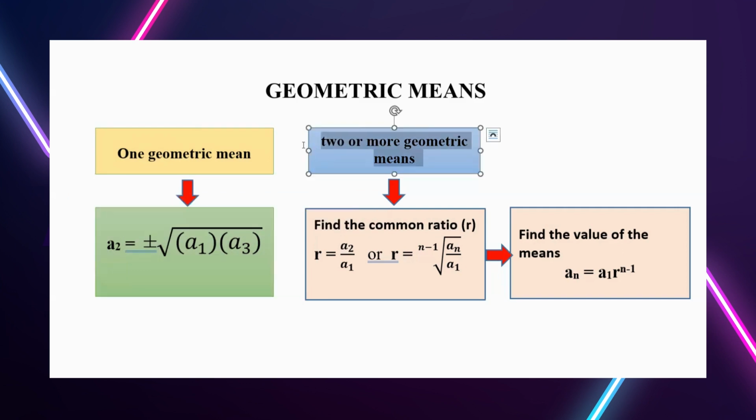And the second process is if two or more geometric means ang hinahanap, ang una nating gagawin ay we have to find the common ratio of the geometric sequence using the two formula na aking ipinaliwanag sa mga nakaraang video. Isusunod naman natin doon, kapag nakuha natin na ang value ng common ratio, we have to find the value of the means using the formula a sub n is equal to a sub 1 or the first term times the common ratio or r raised to n minus 1.